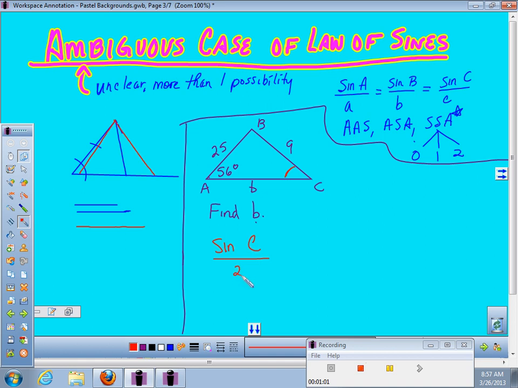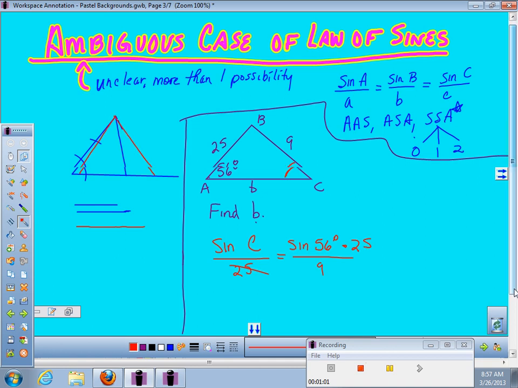25. And then the pair I know is sine of 56 to 9. Okay, so how do you solve this? I've got to get the sine of C by itself, so I'm multiplying the 25 over here.